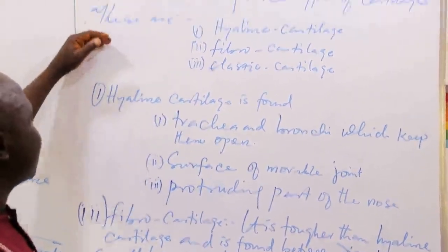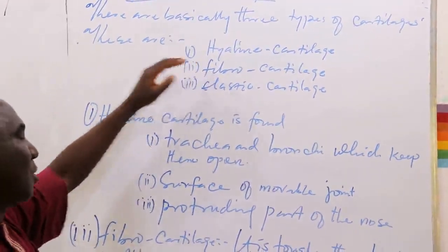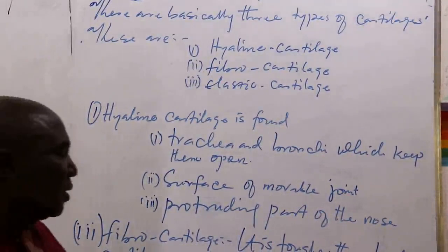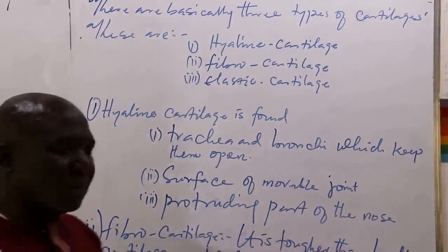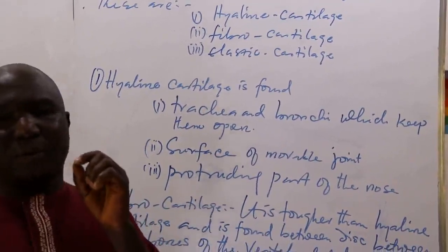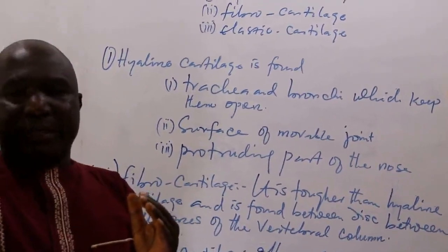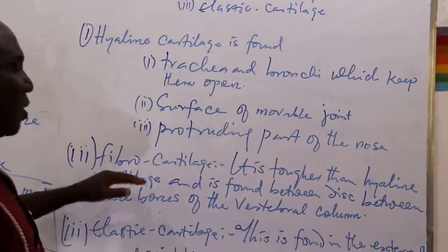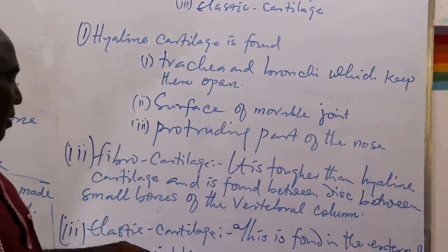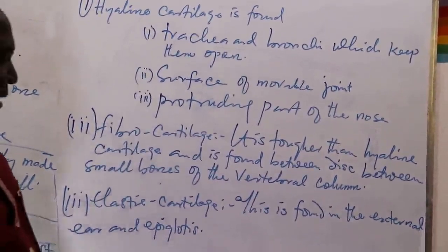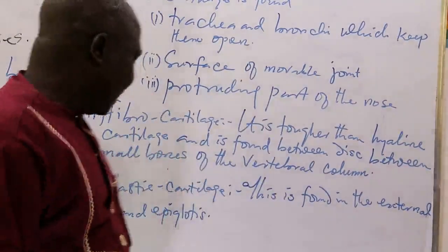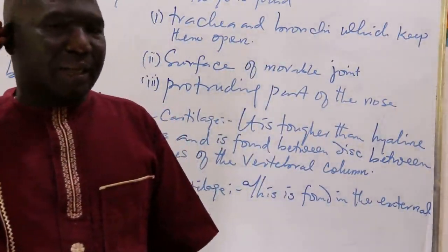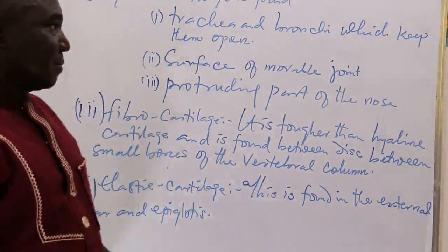Then the second type of cartilage is the fibrocartilage. Fibrocartilage is tougher than the hyaline cartilage and is found between the discs, between the small bones of the vertebral column. If you remember the model I showed earlier, we have the bone that runs from the neck right down to the tail, and I said that is the vertebral column. So this fibrocartilage is found between these bones. 3, we have elastic cartilage. Elastic cartilage is found at the external ear and at the epiglottis. The external ear is this, and we call this one the pinna.